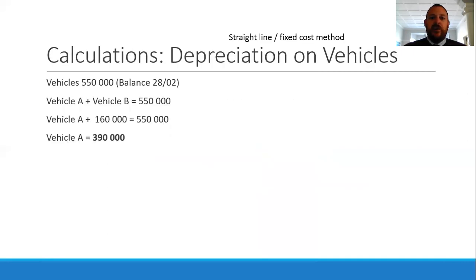So starting off here with the depreciation on vehicles, again, it's the straight line or fixed cost method. Okay, so that's obviously something that is important for us because we know that there are two different methods that we deal with regarding calculating depreciation.